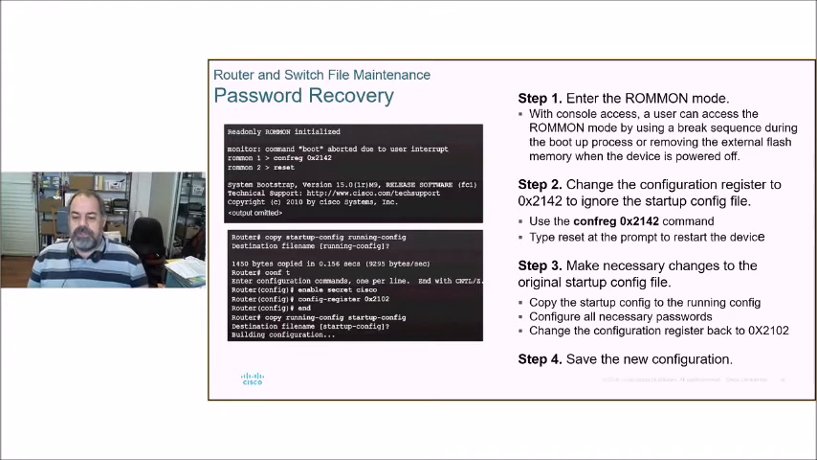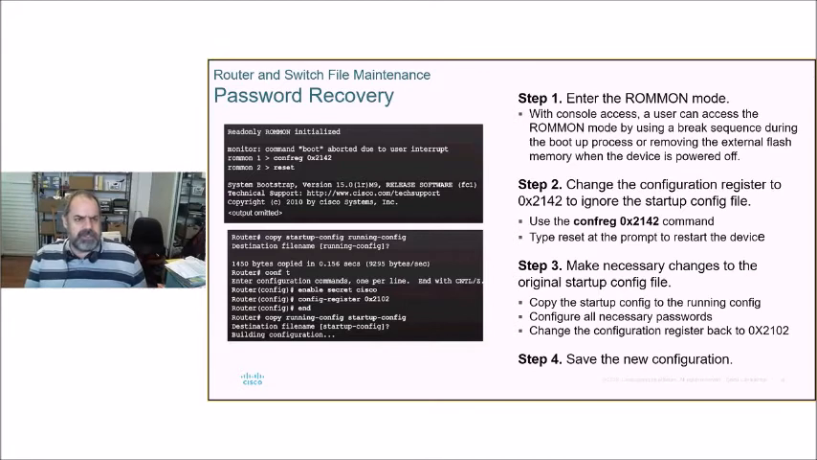And so, of course, the first thing you should do would be to change the password to something you know, and then you change the configuration register back to 0x2102, which is, of course, now don't ignore the startup config. And so save the config, and away you roll. You've recovered the password. Now that's on the router.